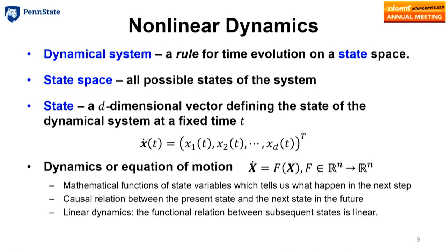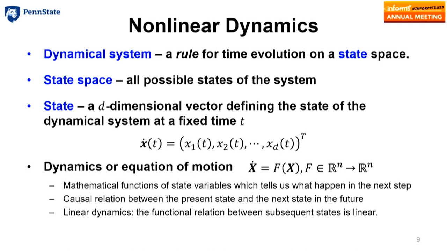There is a need for us to look into nonlinear dynamics in the operational data. A dynamic system is a rule for time evolution on a state space. So what is a state space? Let's first define it. State space is all possible states of the system. And the state is a d-dimensional vector defining the state of the dynamic system at a fixed time t. We can represent the state with a d-dimensional vector.